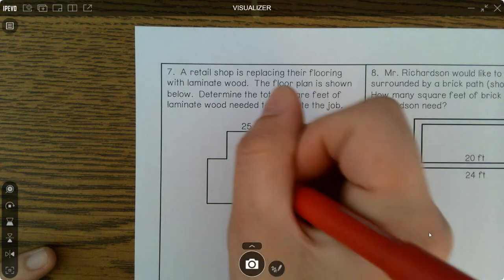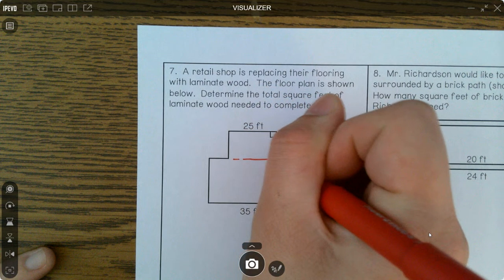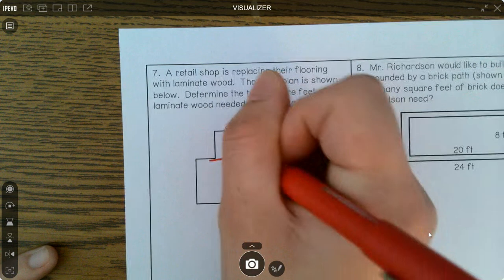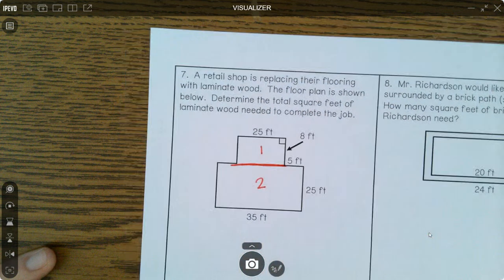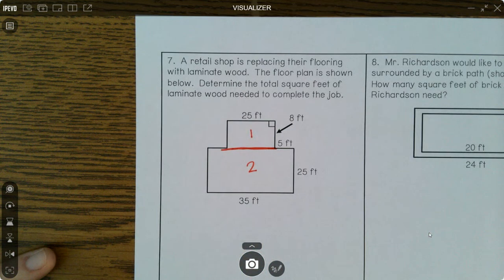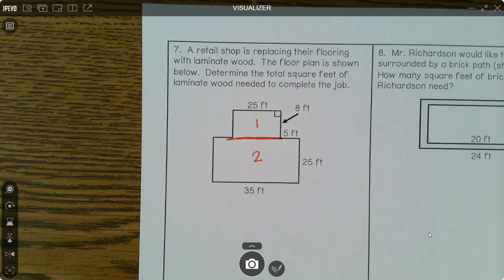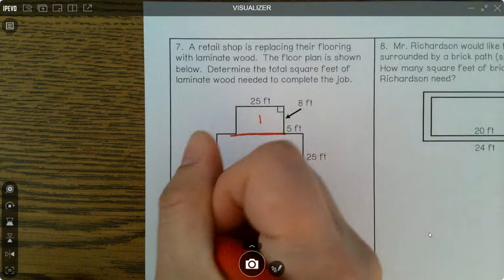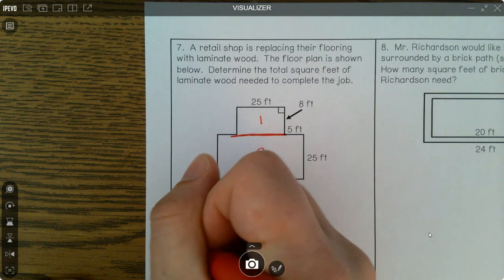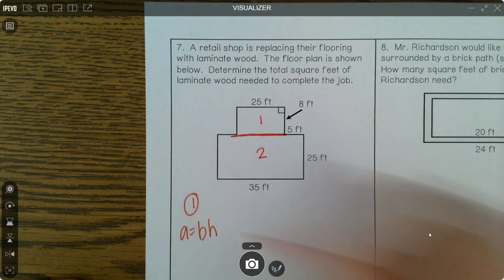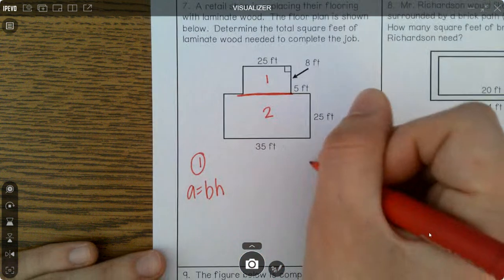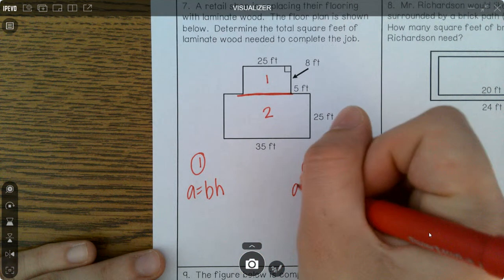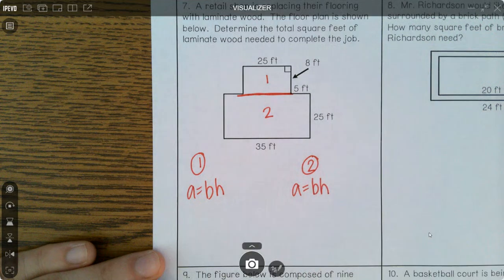And my eye says to break it up right like this. So I got shape 1 and shape 2. So now it kind of looks like a birthday cake. Do you agree? All right, so both of these are rectangles. What is the formula for area of a rectangle? Okay, so if I'm looking at figure 1, it's area equals BH. And for figure 2, I also have area equals BH.